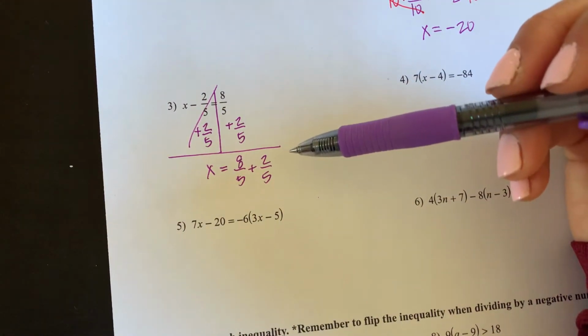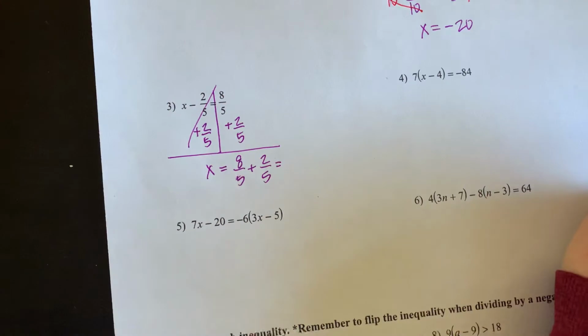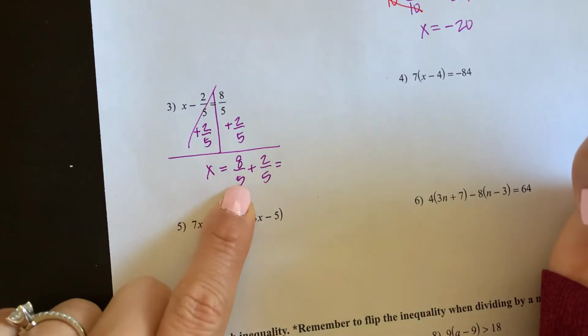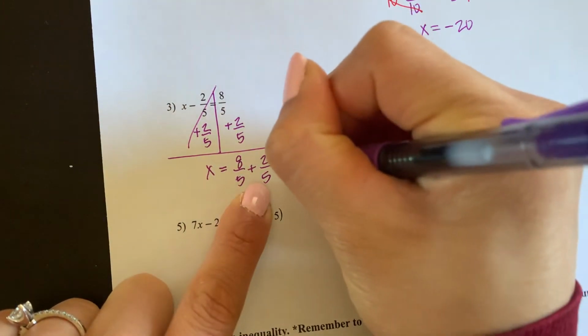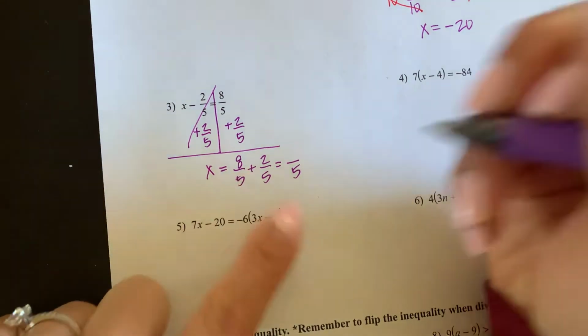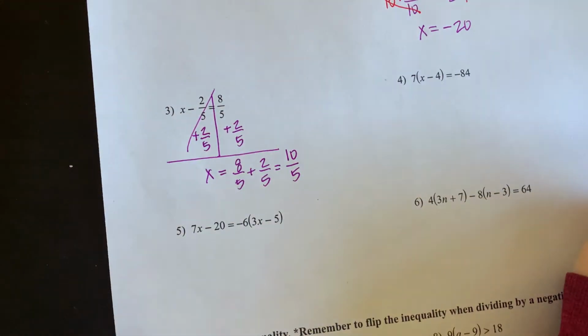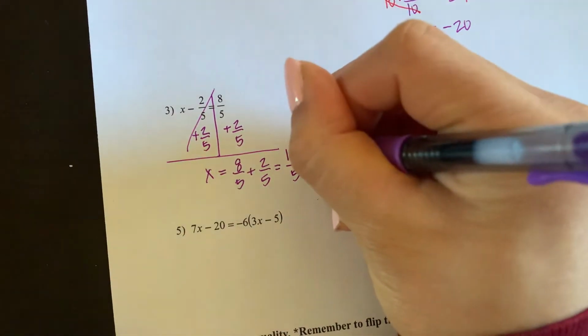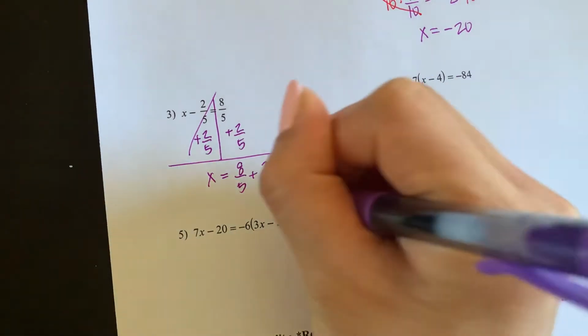Now to add fractions, if you remember, the denominator stays the same. 8 plus 2 is 10. Check to simplify. 10 divided by 5 is 2. So x equals 2 is your final answer.